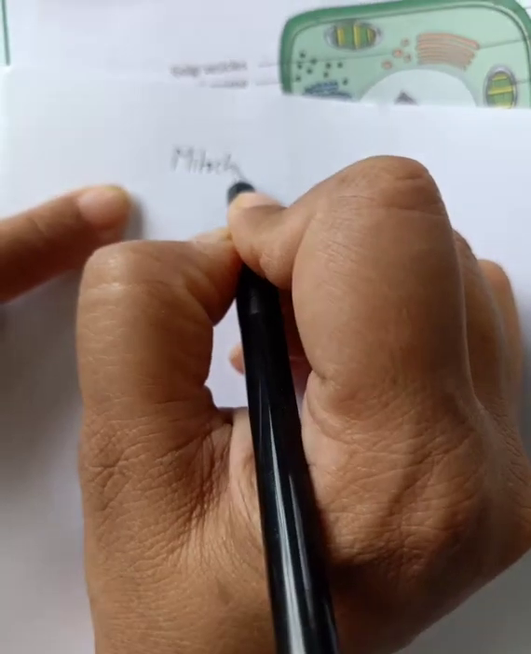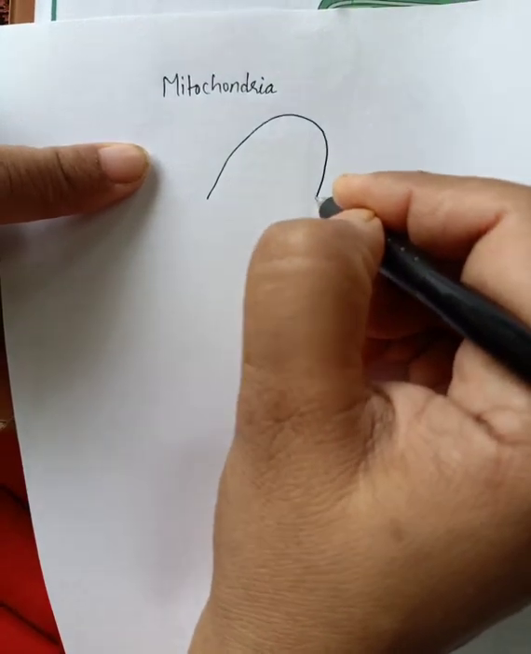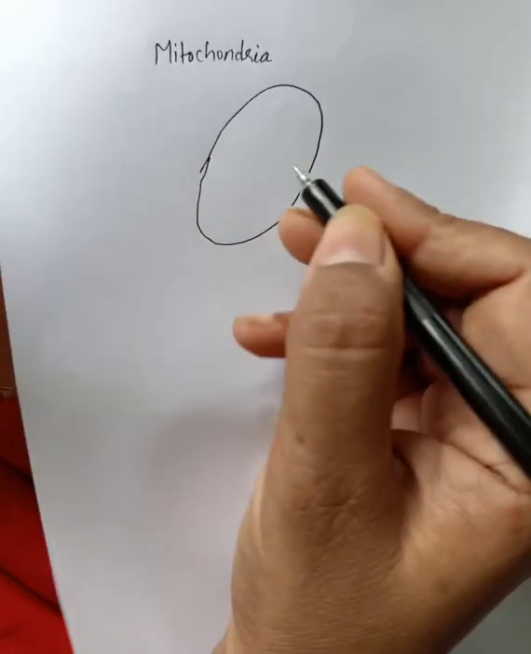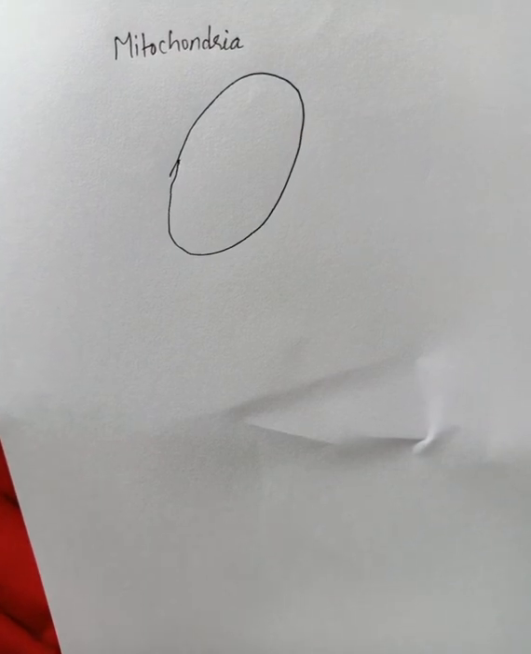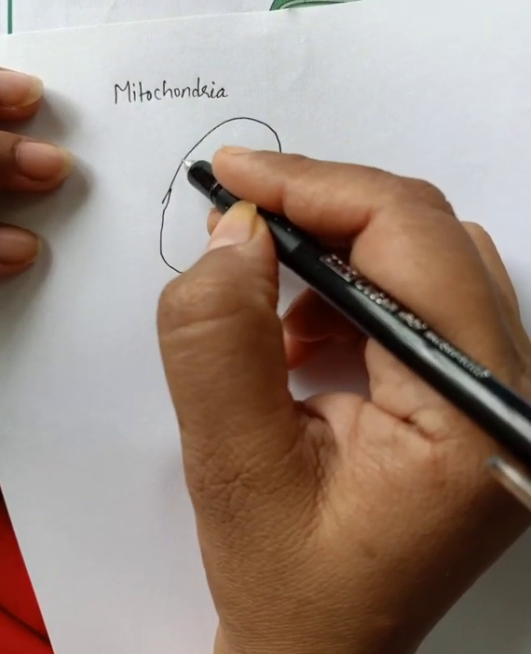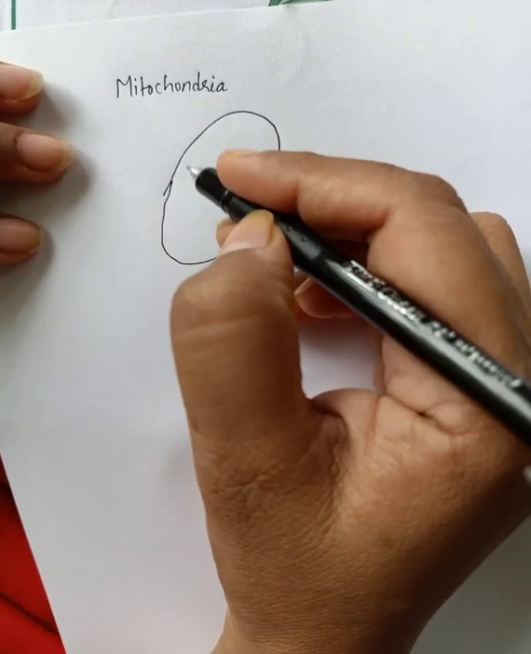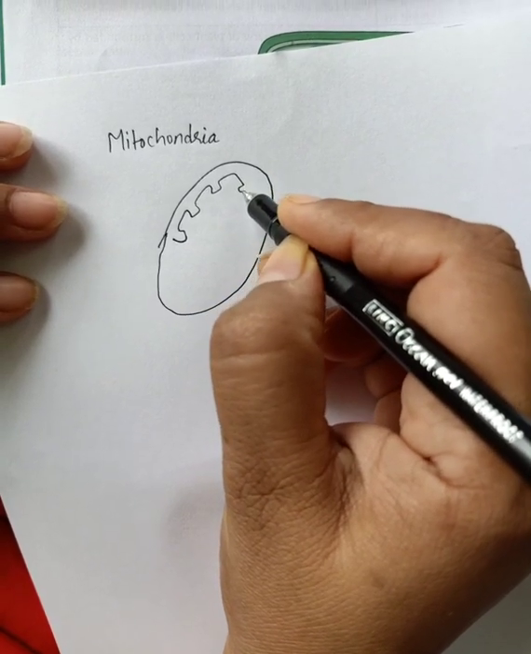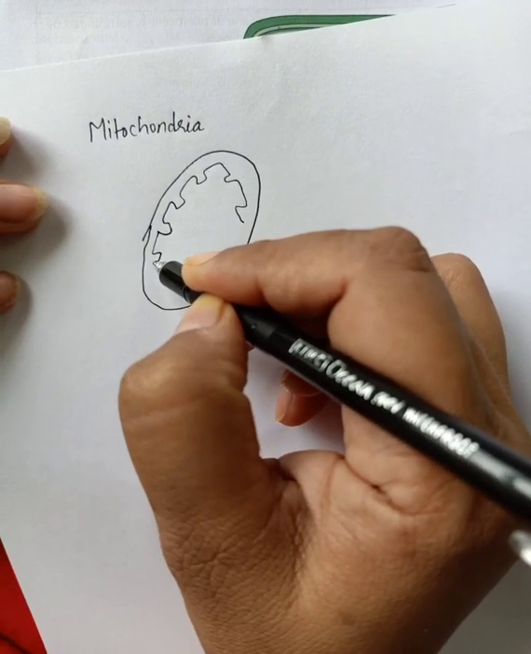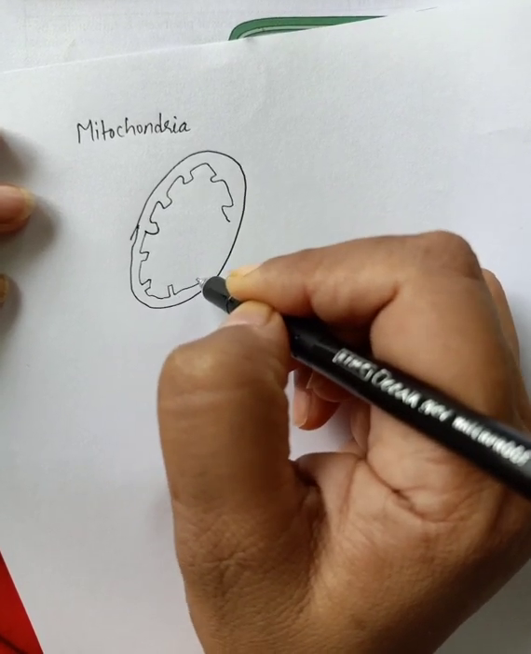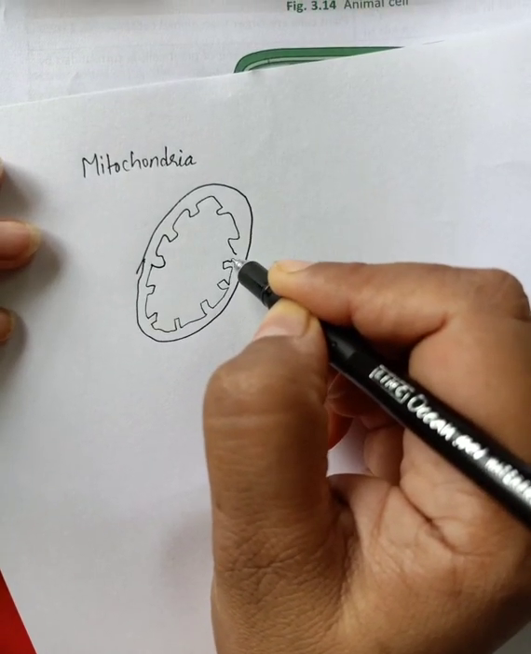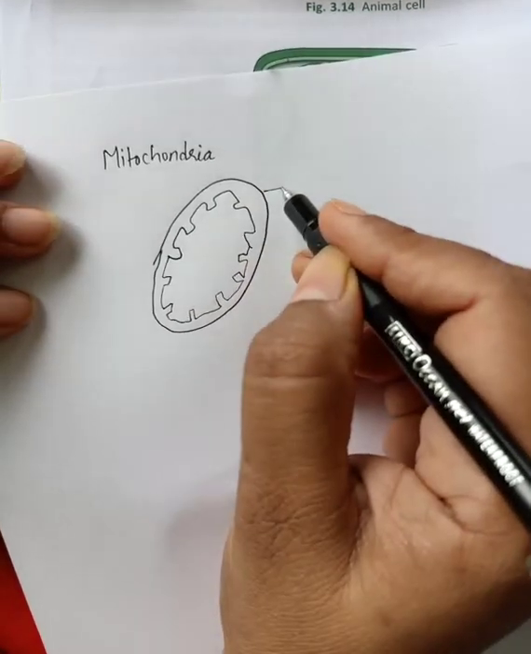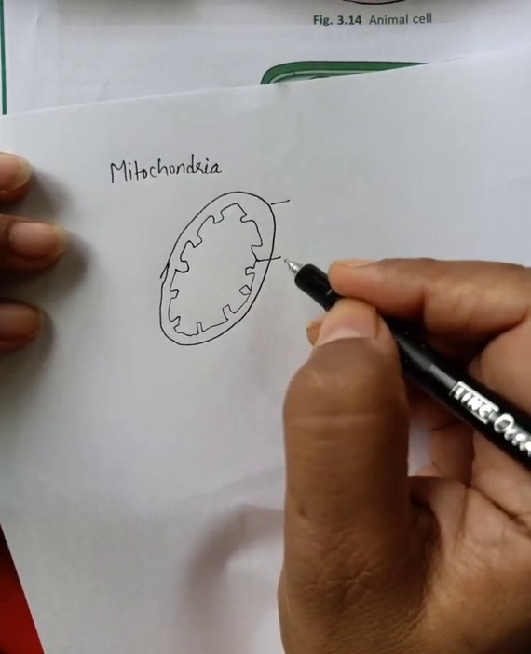We are discussing mitochondria here. Mitochondria is a simple rounded structure. There are many in the cell. It contains two walls. The outer one is a smooth wall and the inner one is an irregular inner wall. Okay, it has two walls, one is the outer and another one is the inner. So this is the outer wall and this is the inner.